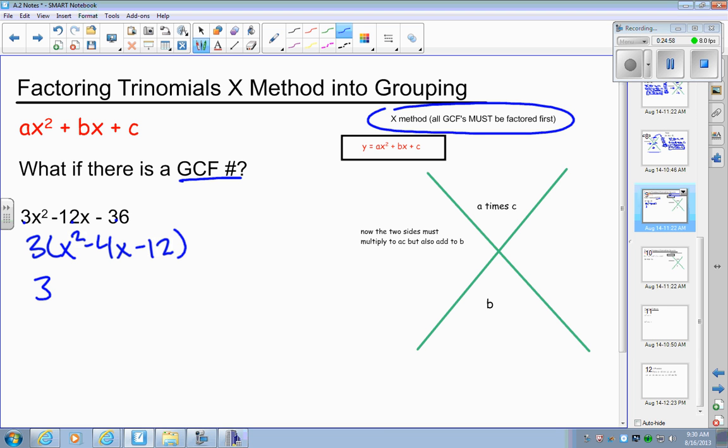Now your a value is a 1 here, so I'm just going to kind of guess and check this one. What multiplies to 12 adds to -4, and you're going to leave it like that. 6 and a 2. Okay?